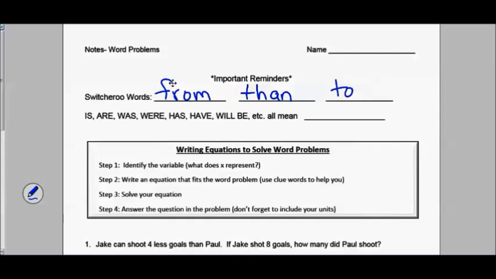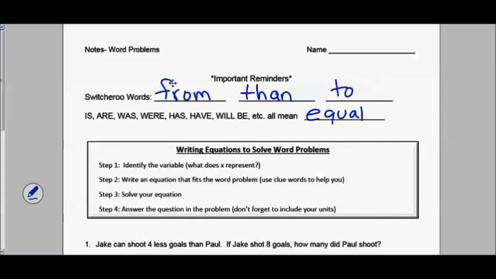Is, are, was, were, has, have, will be, and other variations all mean the same thing. They mean equal. There's a lot of words that mean something is equal to something else. Now that we have those reminders, we're actually going to look at how to solve equations from a word problem.